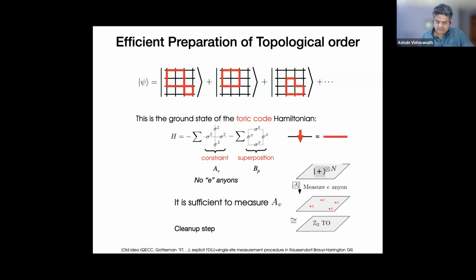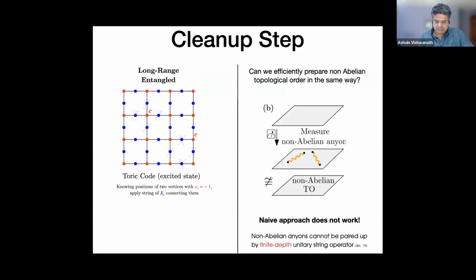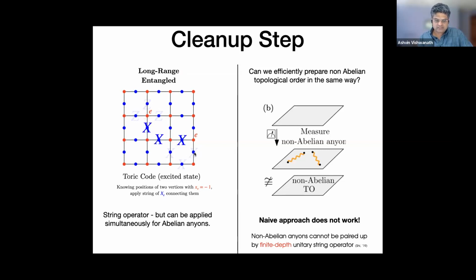Okay, so let's take a look at this cleanup step in a little more detail, which turns out to be important. So for this cleanup step, you, for example, found a violation of the stabilizer product of Z over here. You found another violation somewhere else over here, and you can correct it simply by implementing this product of X, applying these gates on the intervening links.